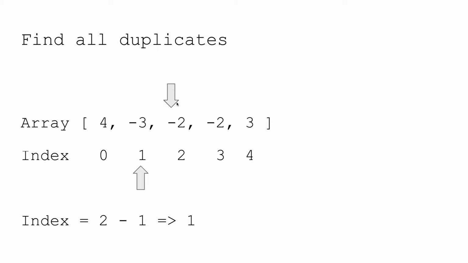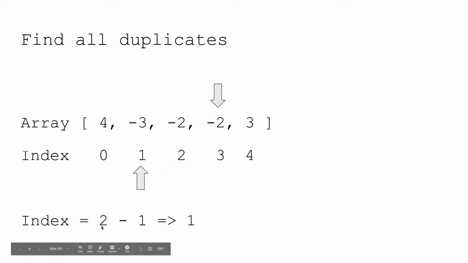Okay, and then simply we'll move forward. For the next element, we have -2, and from here, after taking the absolute value of this element, we will get 2 minus 1, which will give me an index 1. Now at index 1, we already have a negative number, right?